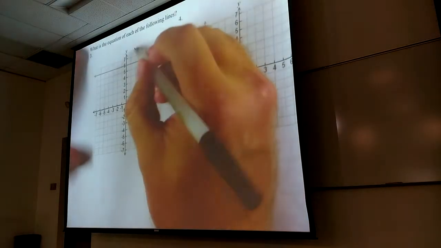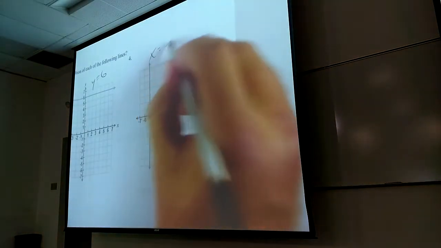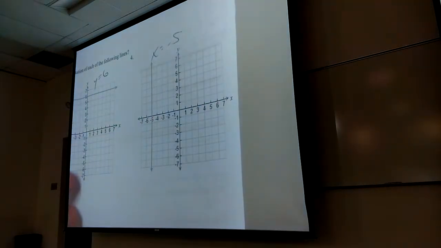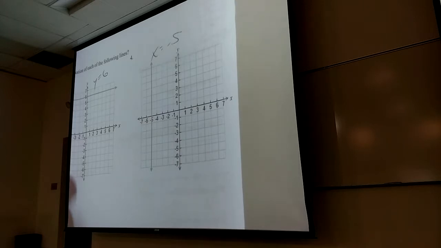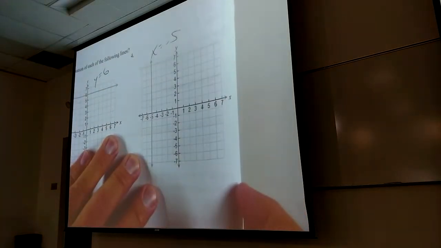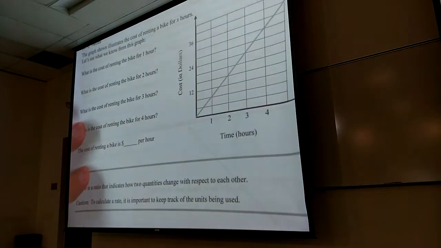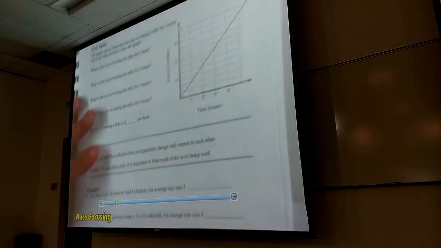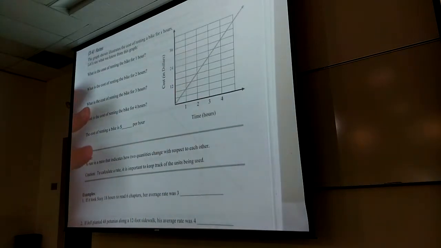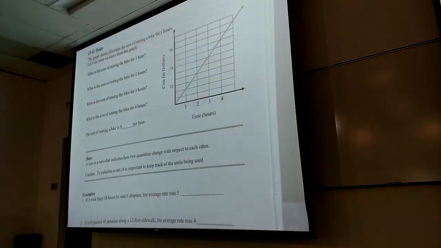Okay, so this will be y equals 6. This will be x equals negative 5. So if you remember that they're special cases, they should be easy. Pretty easy, yeah. Not always. Okay. I sort of like and don't like that they do this.